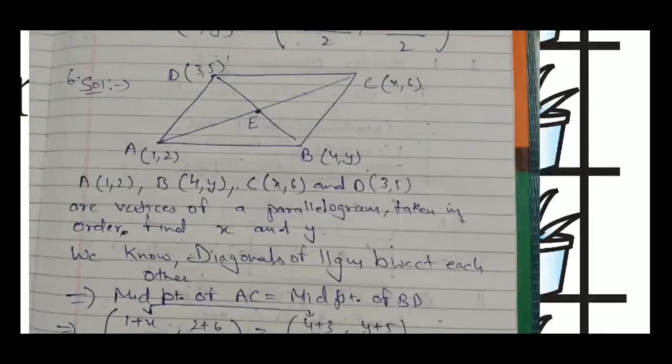Let's start the solution of question number 6. Before starting the solution, you will draw its diagram A, B, C, D. You should take them in order. These are the vertices of the parallelogram and the coordinates of A, B and C are given. After drawing this diagram, we know the property of a parallelogram: the diagonals of a parallelogram bisect each other, and therefore the midpoint of AC and BD is the same.